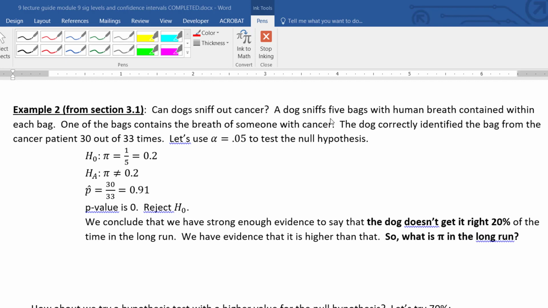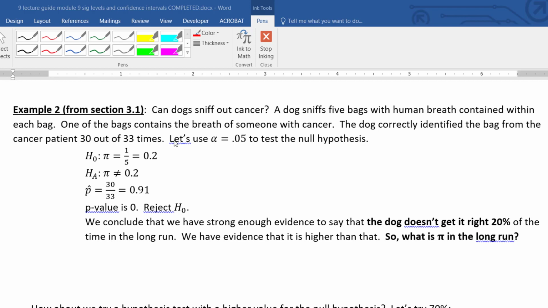A dog sniffs 5 bags that contain human breath within each bag. One of those 5 bags contains the breath of someone who has cancer. The dog correctly identified that bag from the cancer patient 30 out of 33 times.